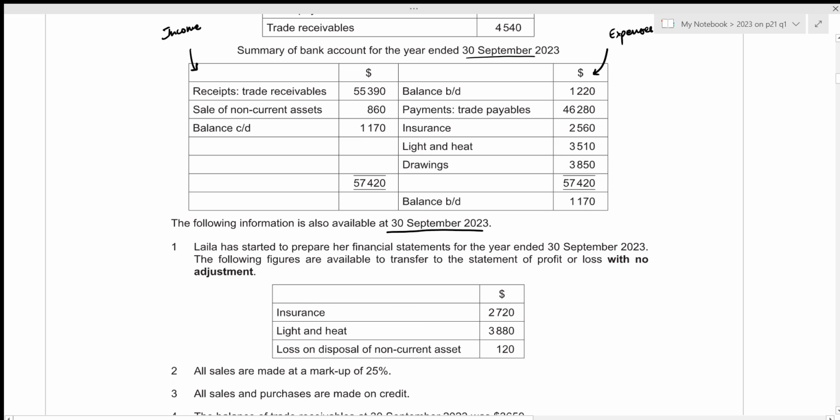Leila has started to prepare her financial statements for the year ended 30 September 2023. The following figures are available to transfer to the statement of profit or loss with no adjustments. So this just means that these are the values which have been adjusted already. So if you are talking about insurance, this amount of 2,720, we arrived at this amount by starting from the payment made for insurance, which is 2,560, and after making adjustment for its prepayment and accruals.